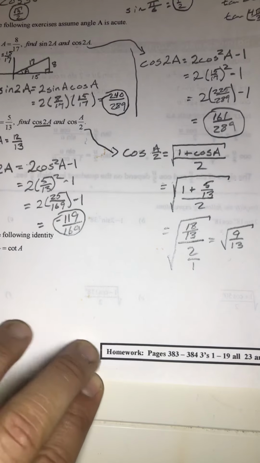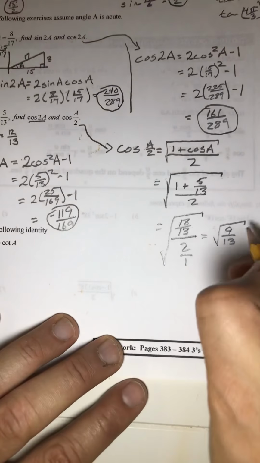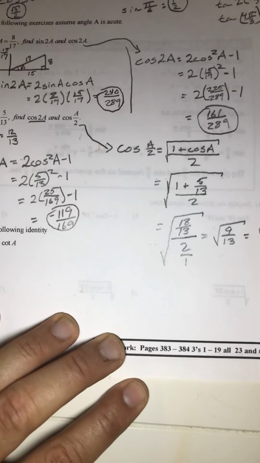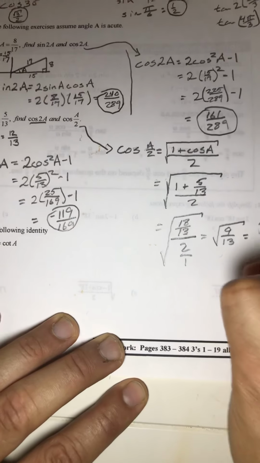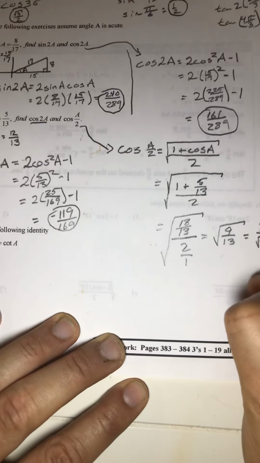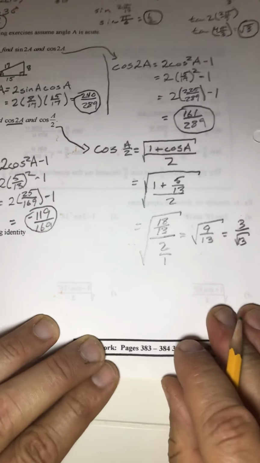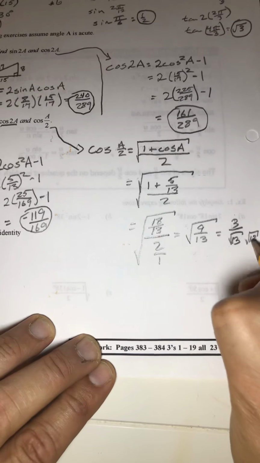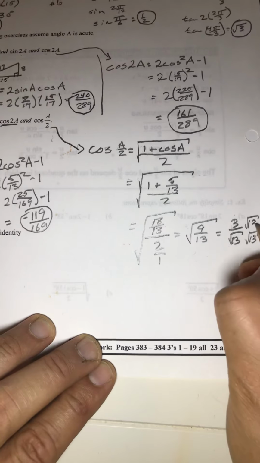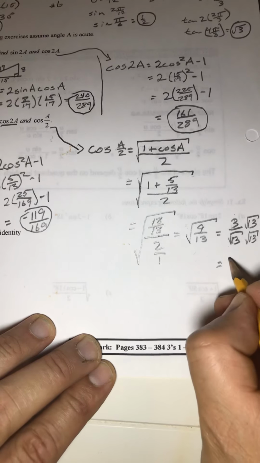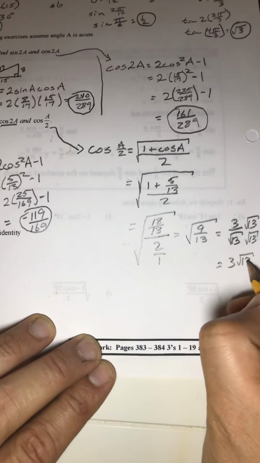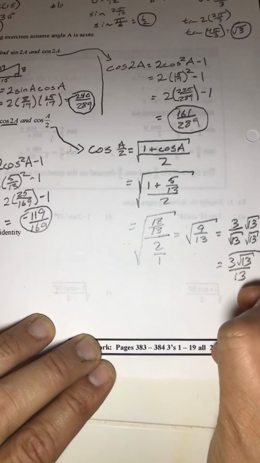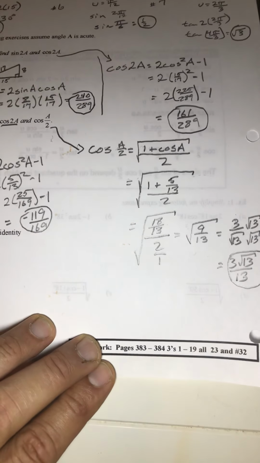Again, your book is not going to give you that answer. They're going to rationalize this. Square root of 9 is 3. Square root of 13, sorry, nobody knows. To rationalize it, you must multiply top and bottom by radical 13. 3 radical 13 over 13. So that's the answer that would most likely be given.